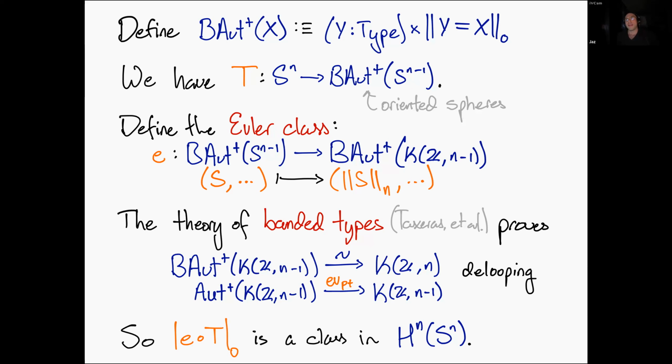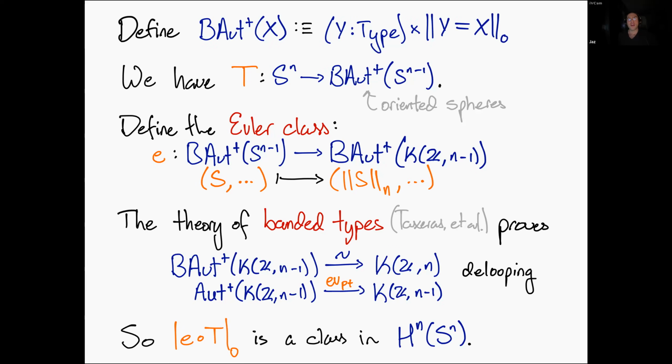So now I'm going to talk a little bit about cohomology. B op plus of X is the delooping of the positive, or oriented, automorphism group of X. And what this will be for us is pairs of a type Y and an element of the zero truncation of the type of equivalences of Y with X.